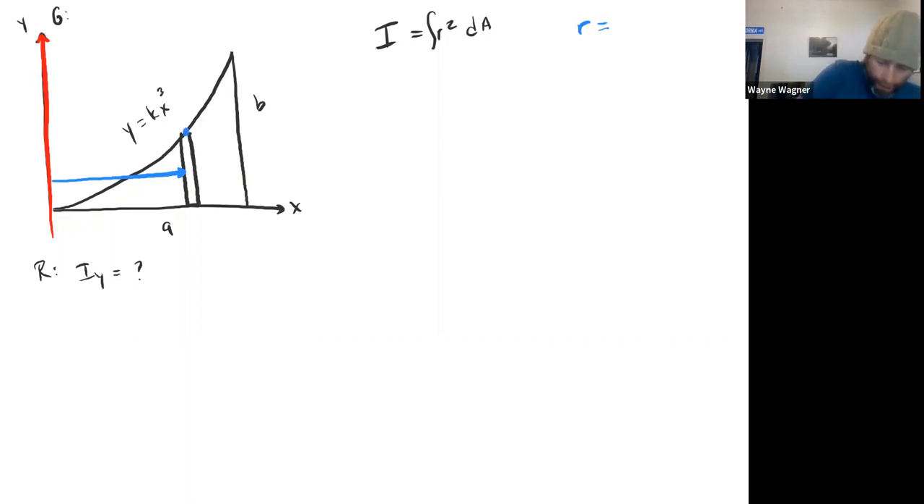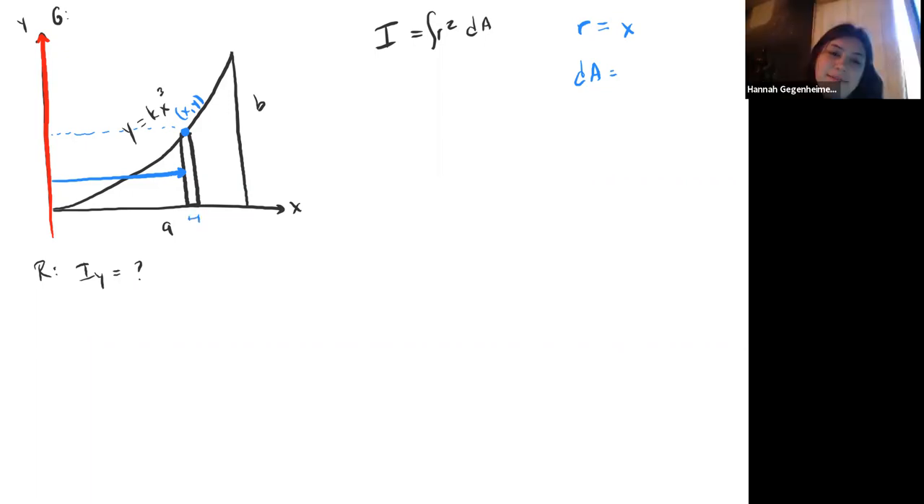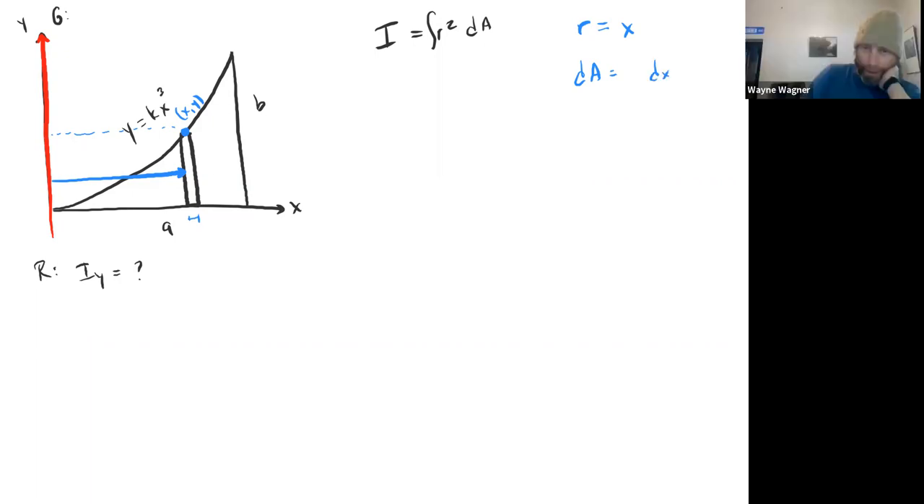Okay, let's remember this point right here is x comma y. So what's that radius? X, okay? Because x tells us how far this point is from the y-axis. Okay, so r equals x. Okay, now I need to figure out this dA right here. Okay, and the width of that box, what's the width of that box? dx. Dx, yes. And what's the height of that box? Y. Y, right, because y tells us how far this is from here.